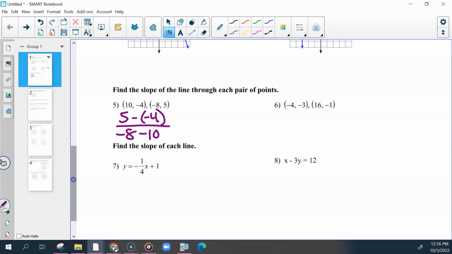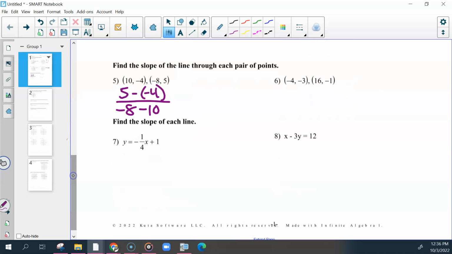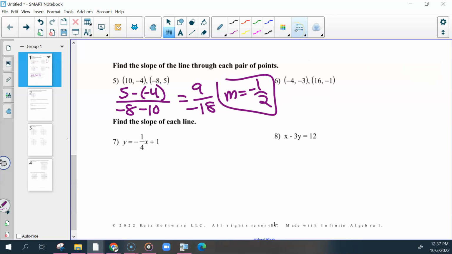Some of you switched these around, so be careful with that because that would make it a completely different thing. So this would become a +9 over a -18 or a -9 over 18, depending on how you wrote that. And then simplify always. So m equals -1/2 was your answer for that one.